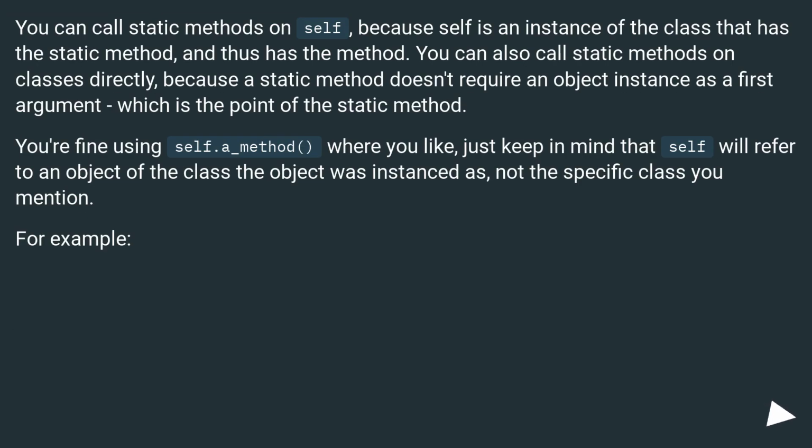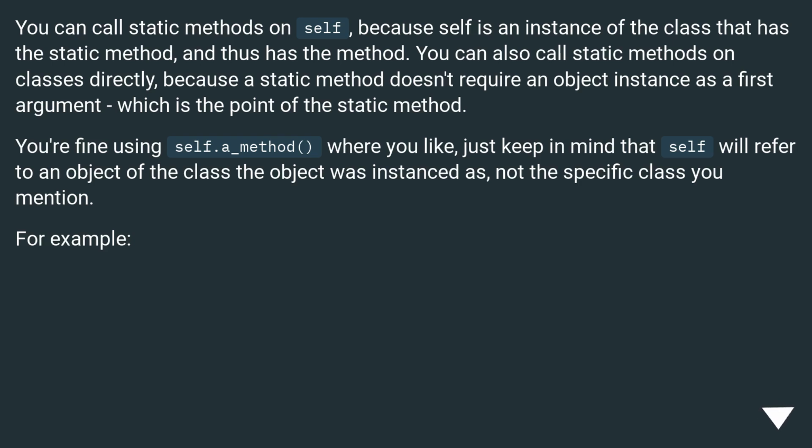You can call static methods on self, because self is an instance of the class that has the static method, and thus has the method. You can also call static methods on classes directly, because a static method doesn't require an object instance as a first argument, which is the point of the static method.